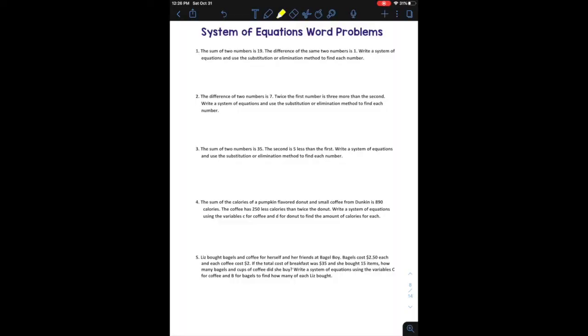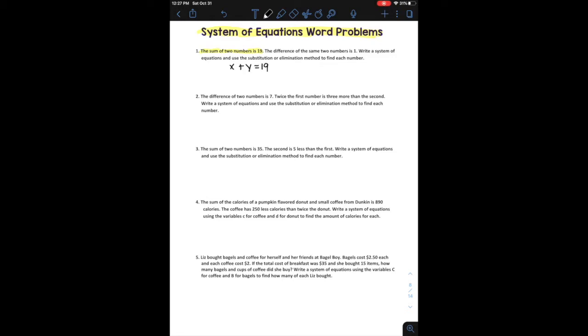Hey guys, today's lesson is on system of equations word problems. What we're going to do is write a system of two equations in order to solve for our answer. In problem number 1, our first equation is going to represent the sum of two numbers is 19. The way we're going to represent that is x plus y equals 19.